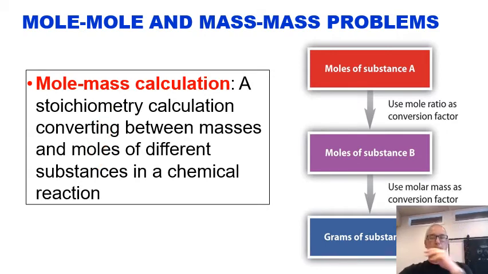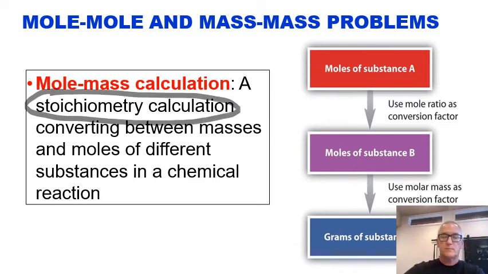So you're going to be getting a lot of these problems. Mole to mole, mass to mass. So these are all stoichiometry calculations where you have mass, moles, you're going to be converting them back and forth. So if you're given moles of substance A, you then figure out what the moles of substance B are with the ratio of moles to moles from a balanced reaction.